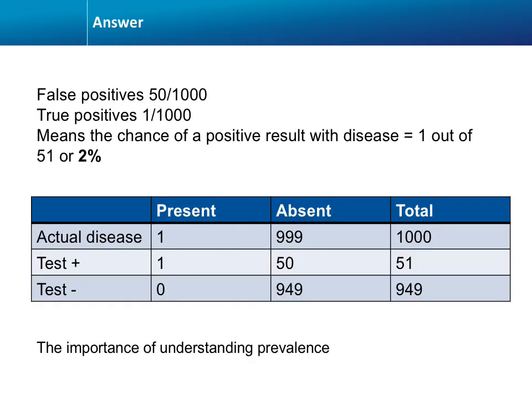Well, the answer to the question is that if we took 1,000 people and did this test, we'd get 50 false positives back to the lab, and we'd get the one true positive back to the lab. That's 51 positive results. But of course, only one of those is someone who truly has the disease. That's 1 out of 51, or 2%. So the answer to the question, what are the chances a person with the positive result truly has the disease? The answer is 2%. And this emphasises something very important, which is about understanding prevalence.